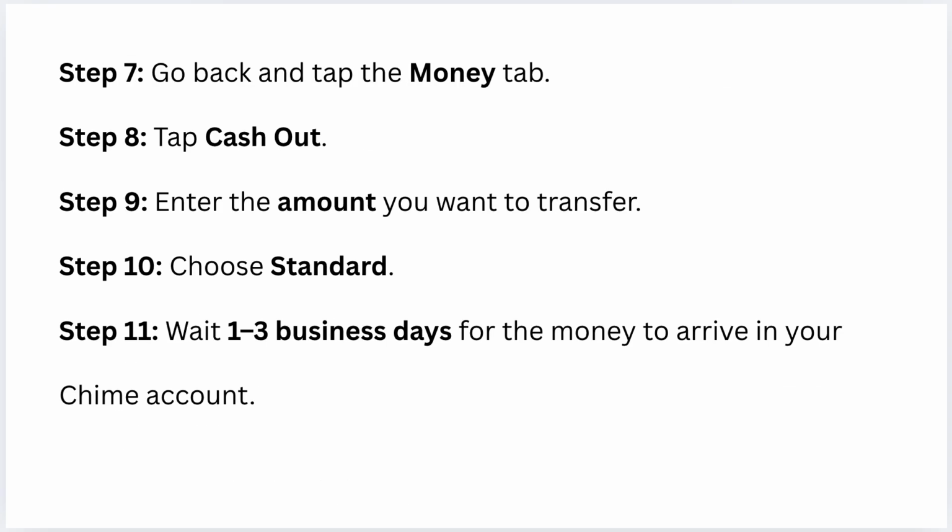Then go back and tap the Money tab. Tap Cash Out, then enter the amount you want to transfer. Choose Standard, then wait 1 to 3 business days for the money to arrive in your Chime account.